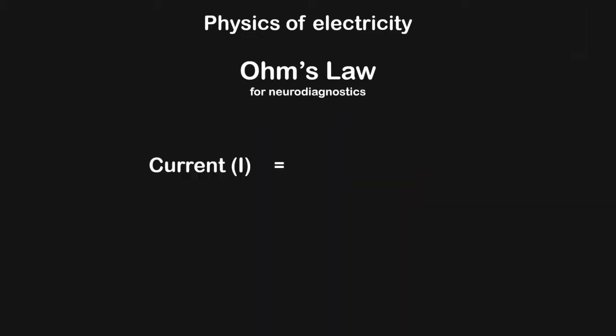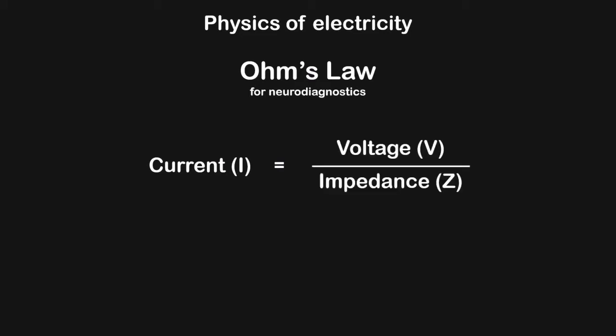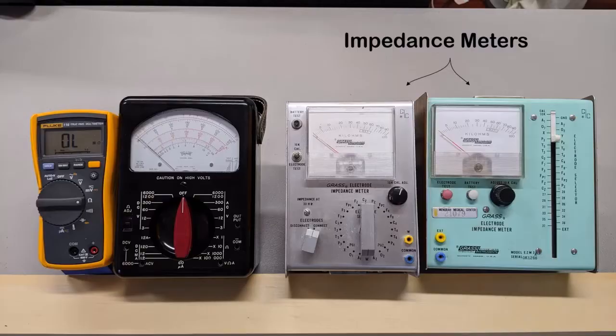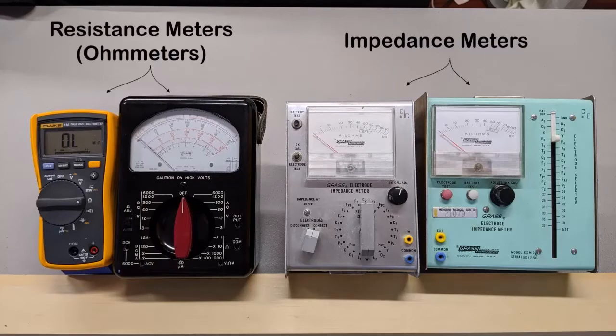By the end of this video, hopefully you will understand more about current, voltage, and impedance, including the components of impedance, the resistive, capacitive, and inductive components, as well as know the difference between impedance meters and ohm meters and when it's appropriate to use each. First, we need to explain some important underlying concepts, including steady state, capacitance, inductance, and magnetic forces.